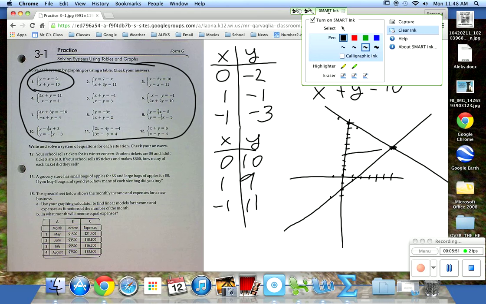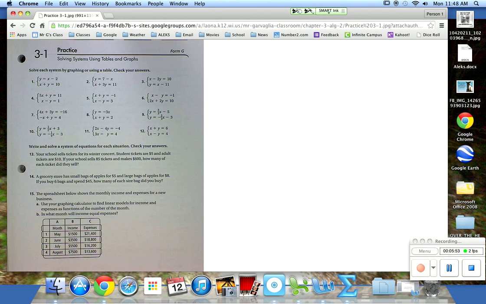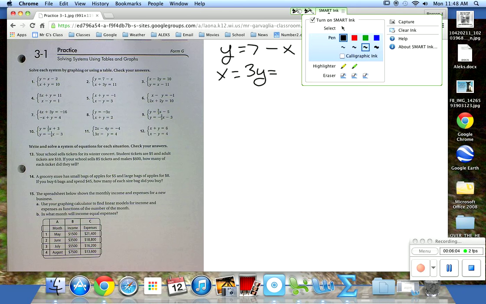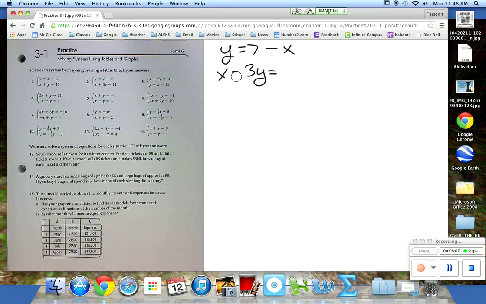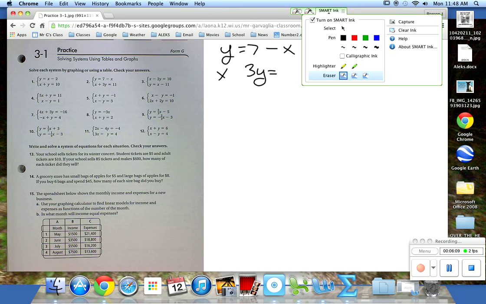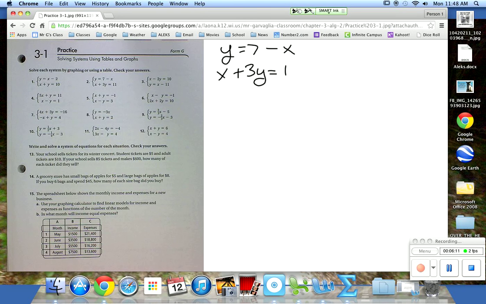Want to do another one? Let's take a look at number 2 here. Y equals 7 minus x, and x plus 3y equals 11. Let's do this.